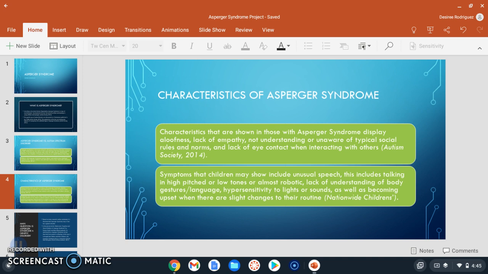Symptoms that children may show include unusual speech. This includes talking in a very high-pitched or low tone, or almost in a deep or robotic voice. They tend to change the way they speak very frequently. Children with Asperger syndrome also lack the understanding of body gestures and language, unless they are physically told how the other person is feeling, or what the other person is exhibiting. They can't read body language the way that another person would.